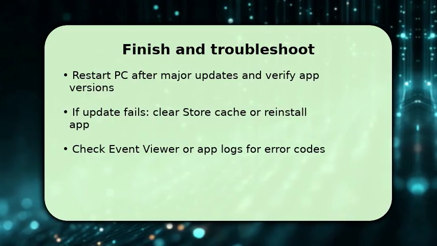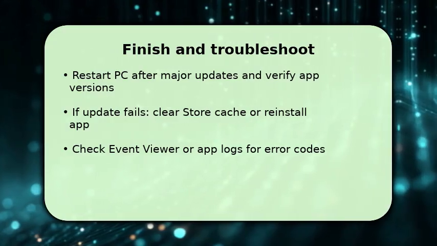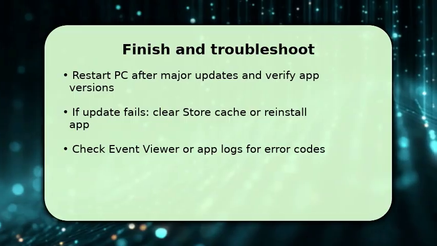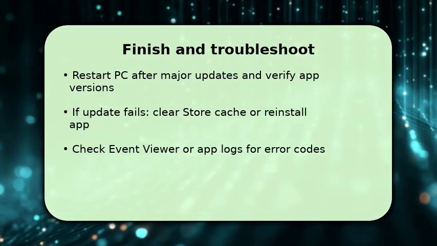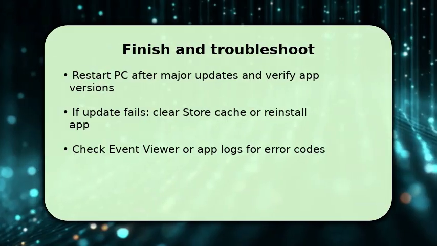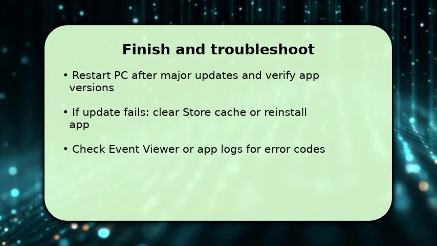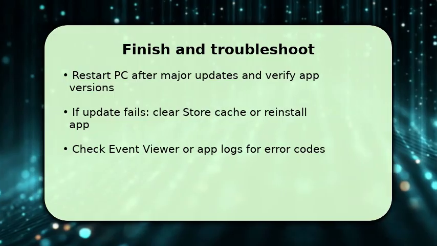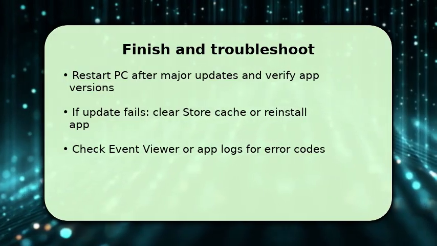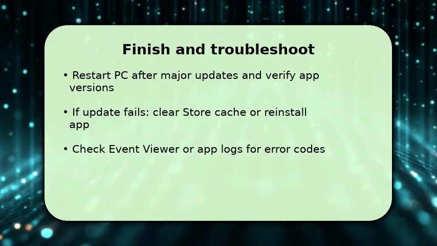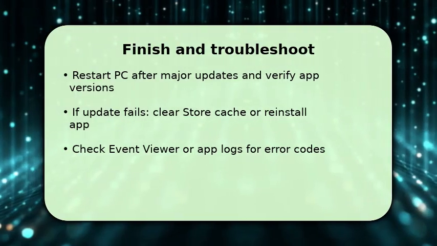If an update fails, first clear the store cache with WSReset, sign out and back in, or uninstall and reinstall the app. For desktop apps, run the installer as administrator. If problems persist, examine Event Viewer or the app's logs for error codes, and match that code to the vendor's guidance before retrying the update.